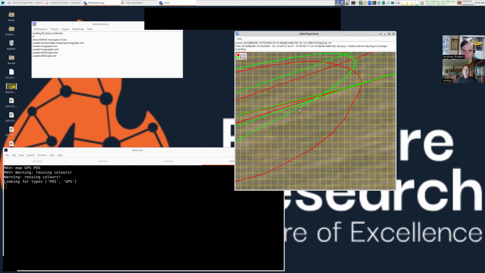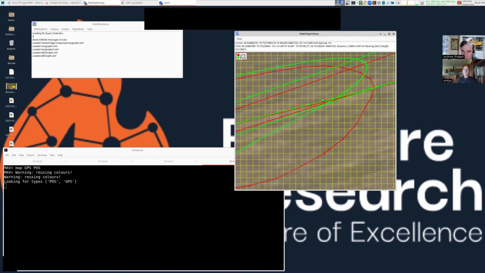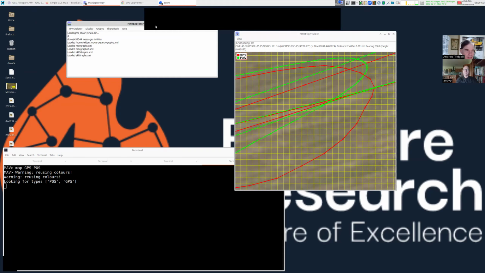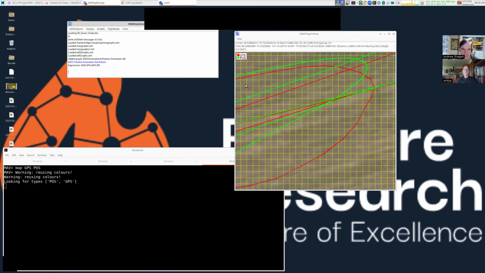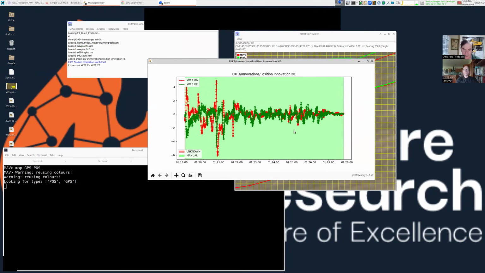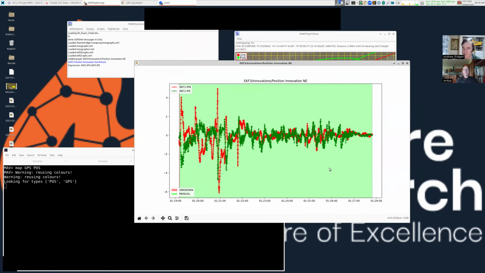Okay, so another way of looking at this is a graphical way of looking at the horizontal position error. We can look at this as a graph. I'm looking under EKF3 here, innovations, position innovation north east. Now, an innovation in the language of a Kalman filter is a difference between an observation and a prediction.